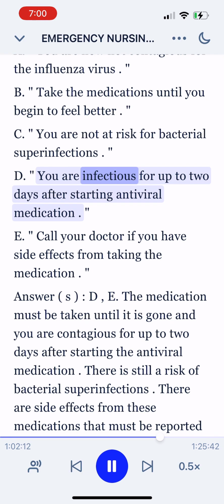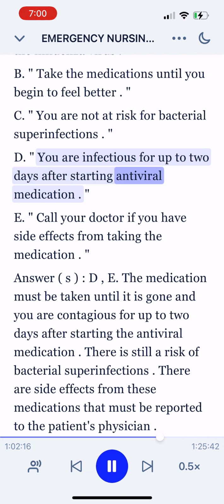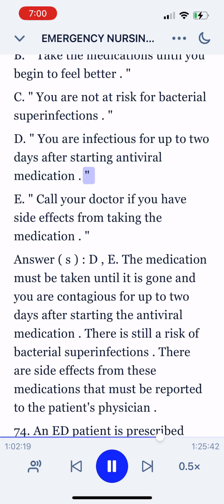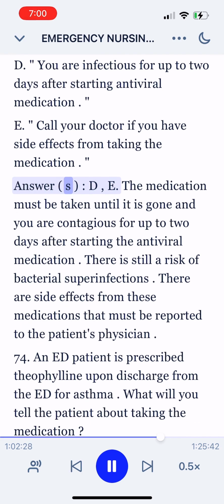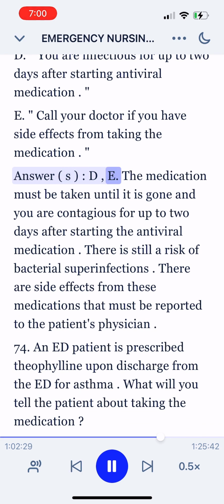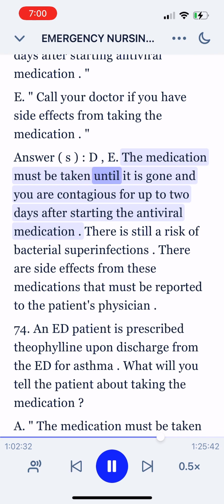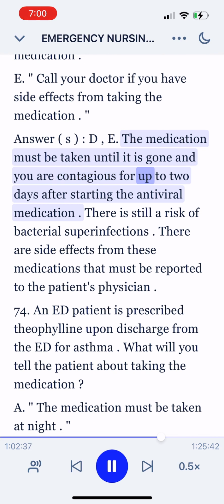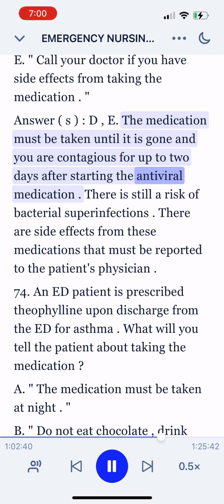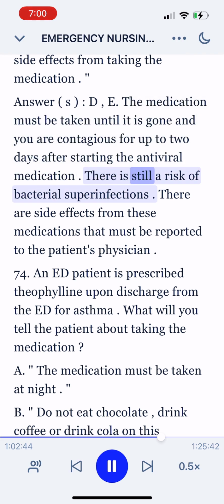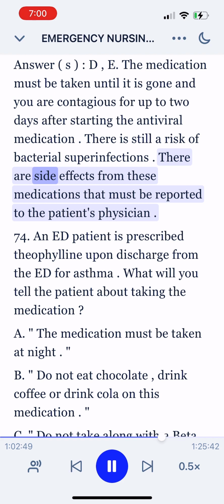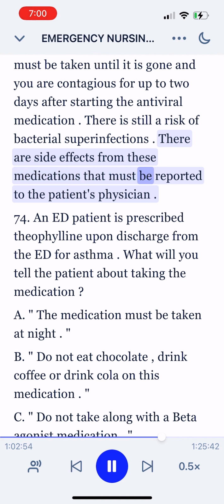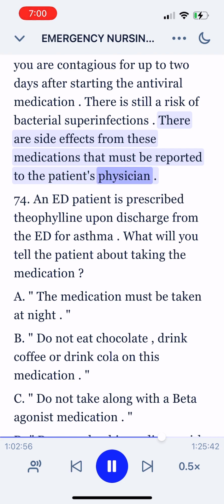You are infectious for up to 2 days after starting antiviral medication. E. Call your doctor if you have side effects from taking the medication. Answer: A, D, E. The medication must be taken until it is gone and you are contagious for up to 2 days after starting the antiviral medication. There is still a risk of bacterial superinfections. There are side effects from these medications that must be reported to the patient's physician.